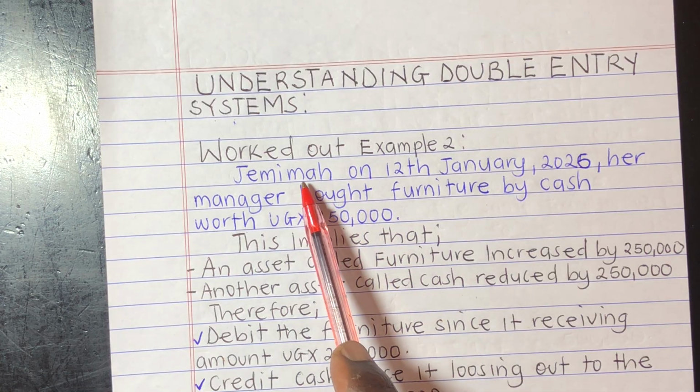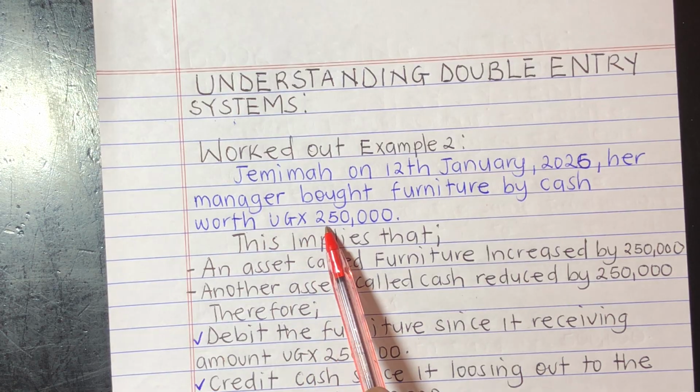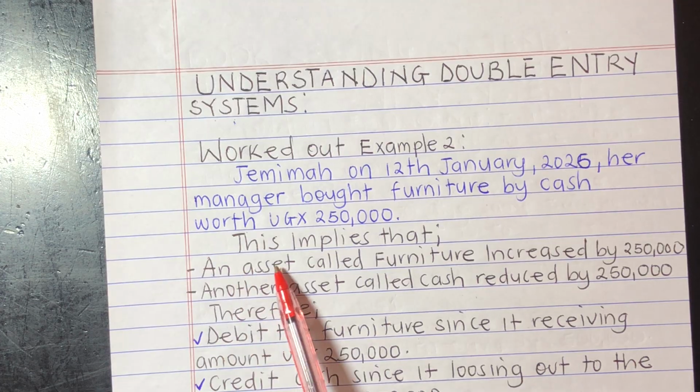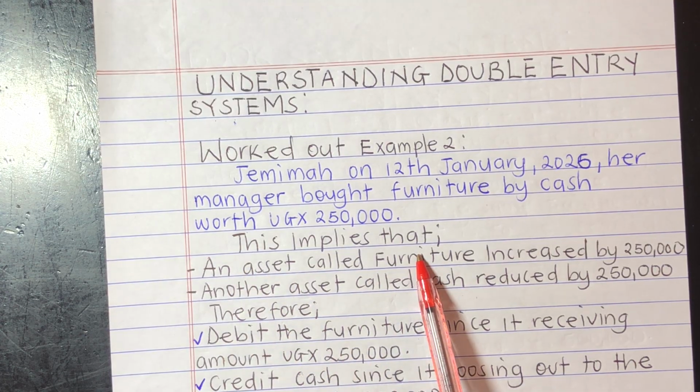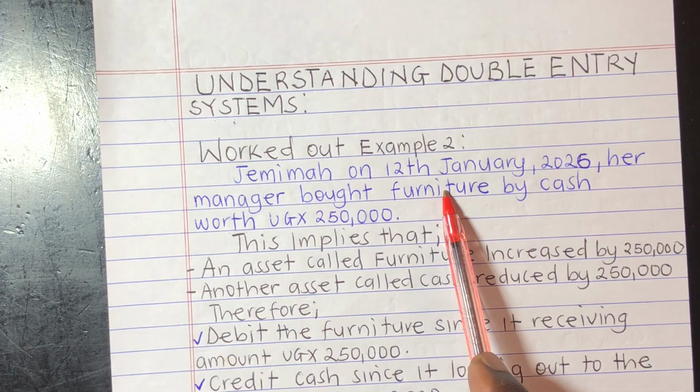So if the manager bought furniture by cash, UGX 250,000, this implies an asset called furniture. We said an asset means an item, a resource, or a property that aids in generation of income and profits by the business for a given period of time. It can be short term if it is a current asset, and it can be a fixed asset if it is for a long period of time. So in this regard, furniture is a fixed asset.